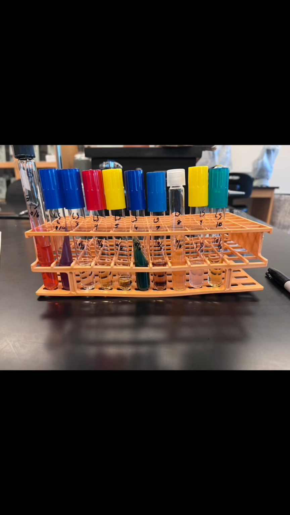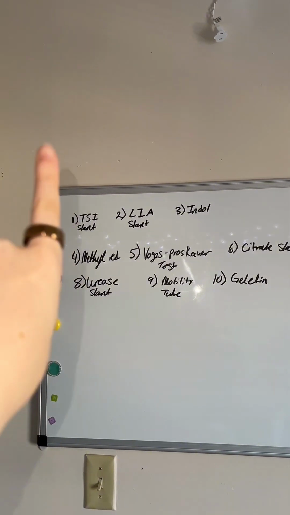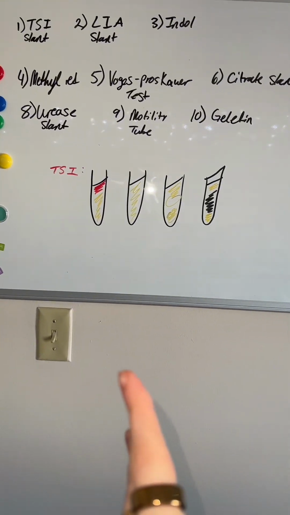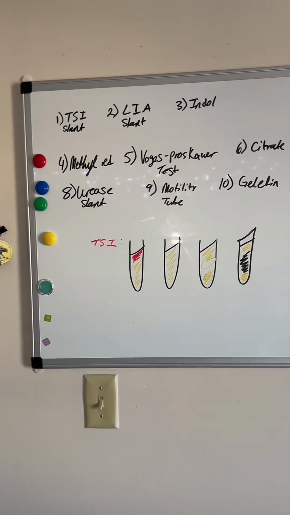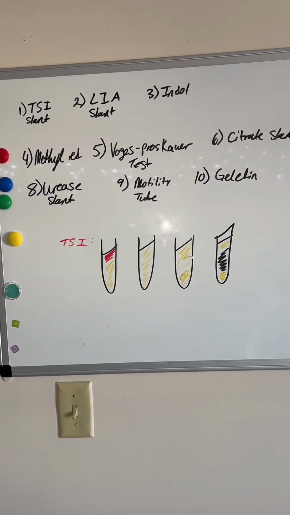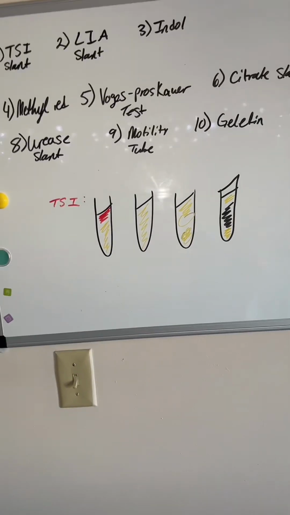So I'm going to start with left and go to right with each one of their names. First up we have the triple sugar iron agar slant, and then I'll go into detail about that. There's basically no positive or negative per se for this test. You're just looking at color changing because there are 3 different sugars in there, and you're just testing to see if the bacteria can break down any of these sugars.